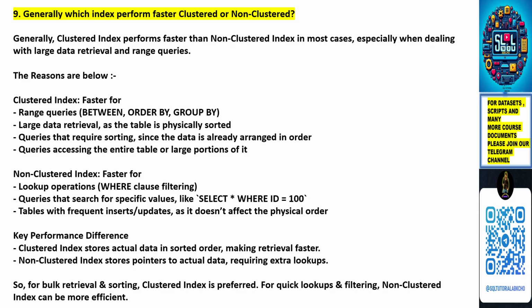Now the key performance differences. A cluster index stores actual data in sorted order, making retrieval faster, whereas a non-cluster index stores pointers to actual data, requiring extra lookups. For bulk retrieval and sorting, cluster index is preferred. For quick lookups and filtering, non-cluster index can be more efficient. Now move on to the last question, the 10th question.